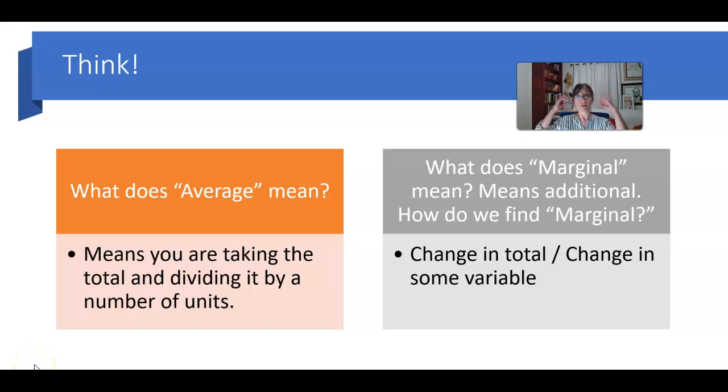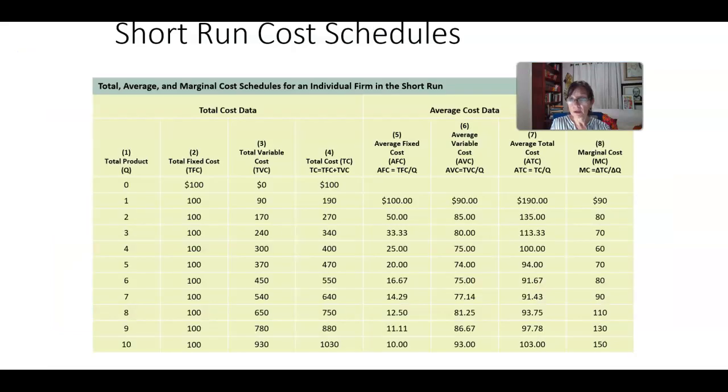Okay, so think. What does average mean? It means you're taking the total and dividing it by a number of units and spreading the cost out. Or in the previous example, we're spreading the production out. Now, what does the word marginal mean? Remember that marginal means additional. How do we find marginal? We take the change in the total divided by the change in some variable. So we're going to be using those two concepts a lot, and it's just easier if you understand what they mean. Okay, so now let's look at some short-run cost schedules.